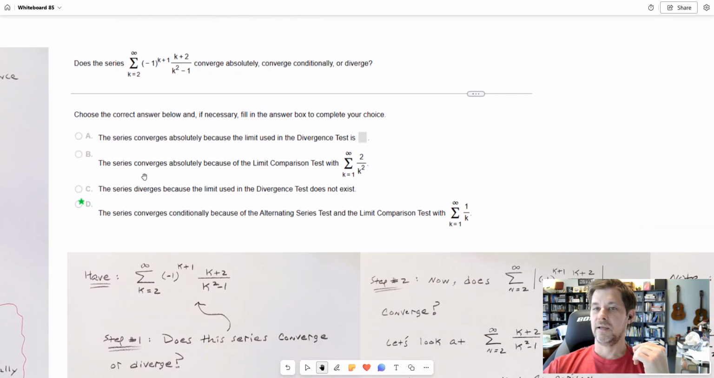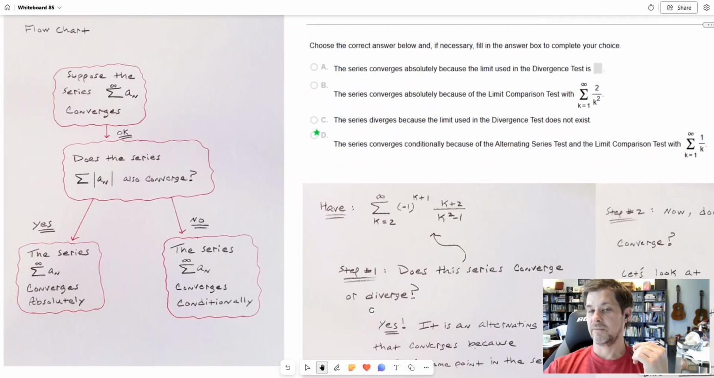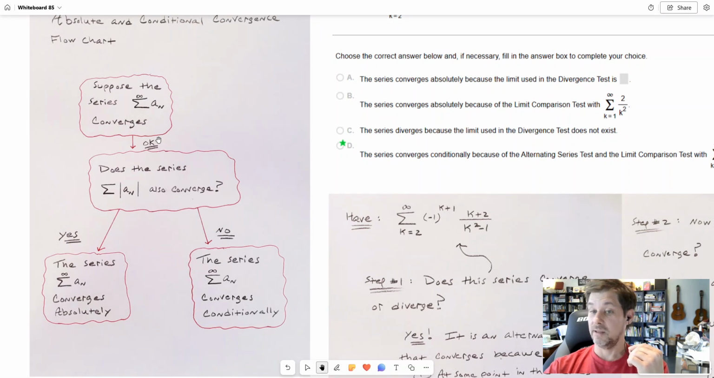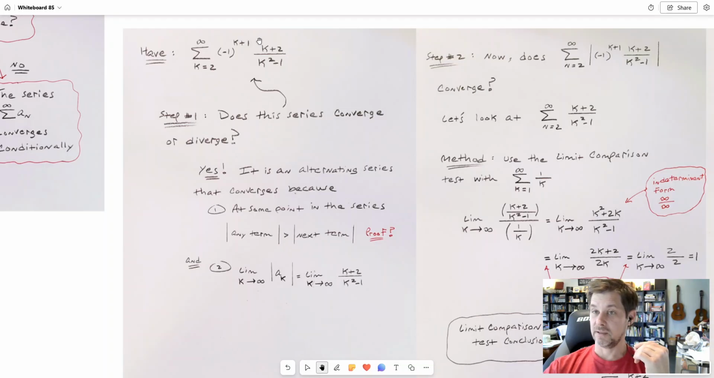Now, let's answer that for this series. So I guess my first question with that series that I'm given, which you see right here, is, well, does that series converge or diverge? Because remember, our flowchart says we have some series that converges, and then from there we'll decide if it converges absolutely or conditionally. So what I notice about this series is that it's an alternating series. That (-1)^(k+1) will give me alternating positive and negative signs. And otherwise, this (k+2)/(k^2-1) is always going to be a positive number. So I know the product here is going to give me alternating positive and negative terms, okay?